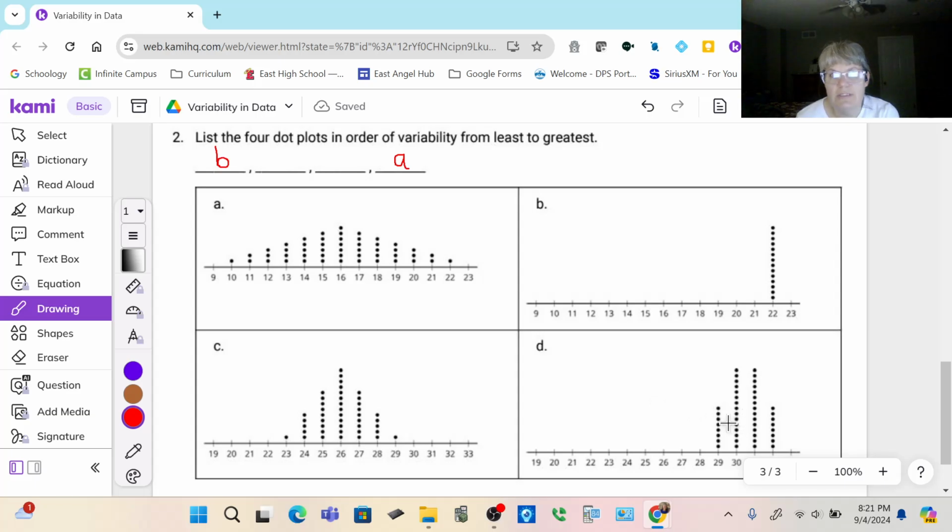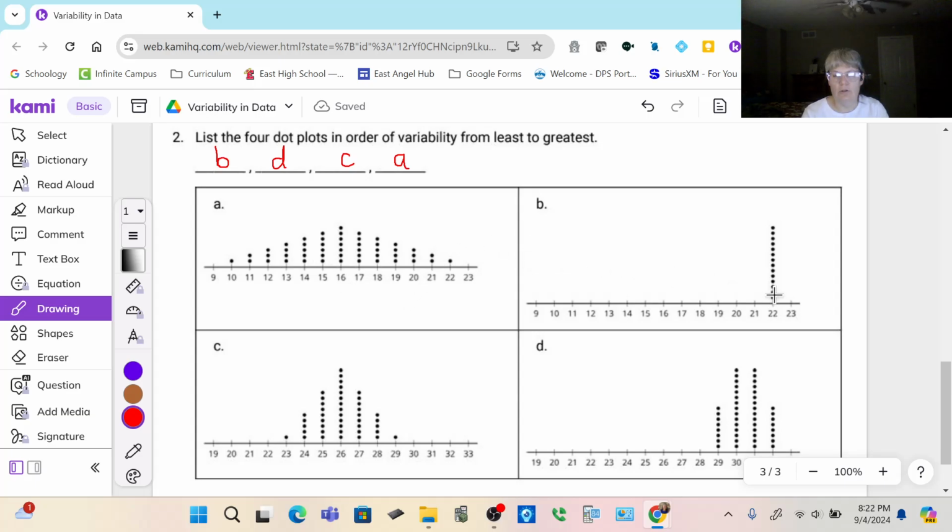D will have the second lowest variability because we've got everything within these 4 values, and it is symmetric. So D is going to be the second one, and then that leaves C for the third one. C is not spread near as much as A, even though we have a number of columns. They're all pretty much centered around our 26, which is our mean and our median, since this is symmetric. These spread out a bit further from the 16.